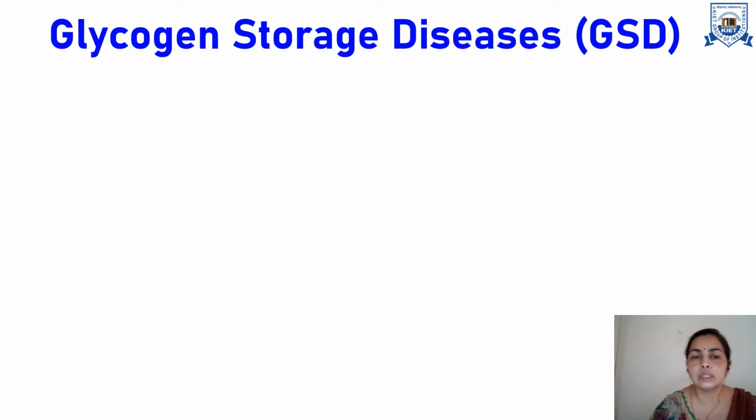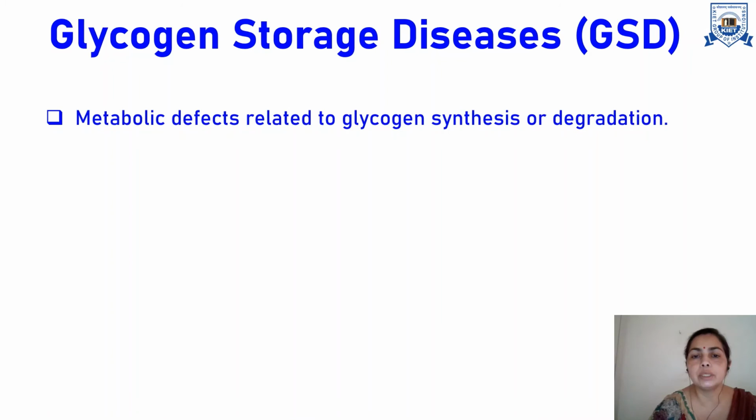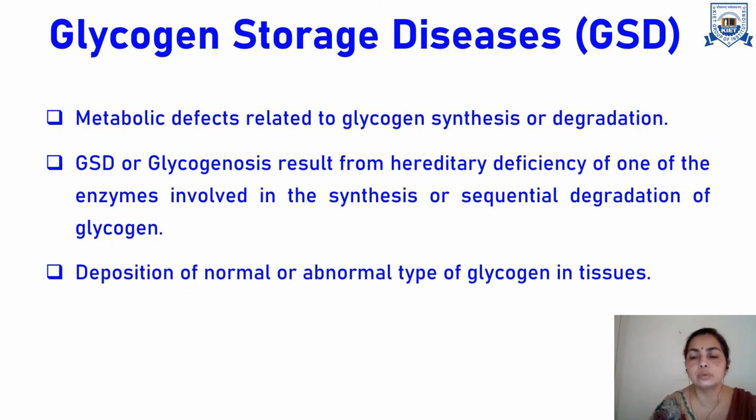Now the next one is, what are the diseases associated with glycogen storage? As we have seen, the importance of glycogen storage, if there are any defects in this process, it is going to lead to some pathological disorders. Those are termed glycogen storage disease or GSD. These metabolic defects may be related to glycogen synthesis or to glycogen degradation. GSD can also be termed glycogenosis, and it results from hereditary deficiency of some of the enzymes involved in synthesis or degradation of glycogen.